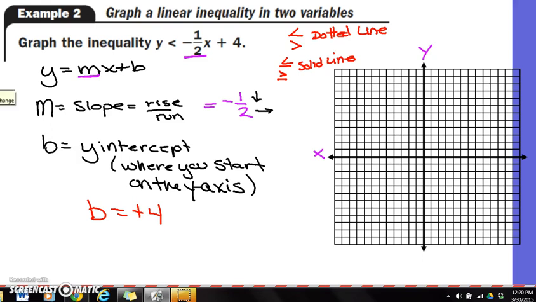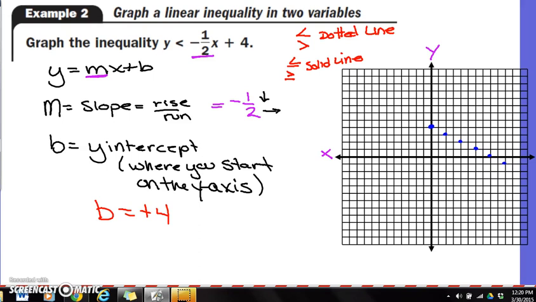All right, let's graph. We find b is 4, so we go up on the y-axis to 4, and we put a dot. Then what do we do? Go down 1, go over 2, and put another dot. Down 1 and over 2. You can just fill up the graph, and is this a solid or a dotted line? Anybody know? Dotted, because it does not have an equal sign. So we are going to have a dotted line.